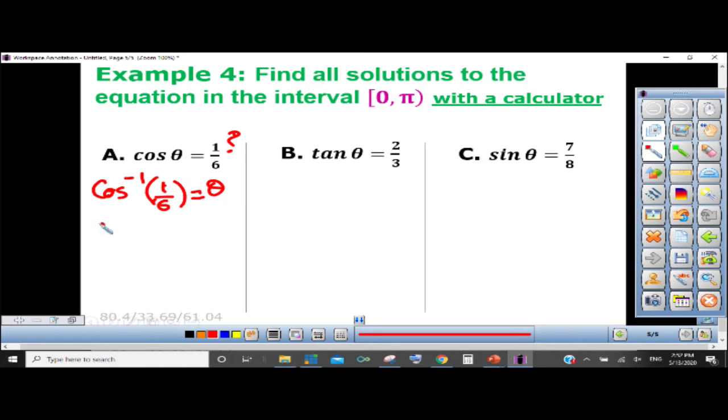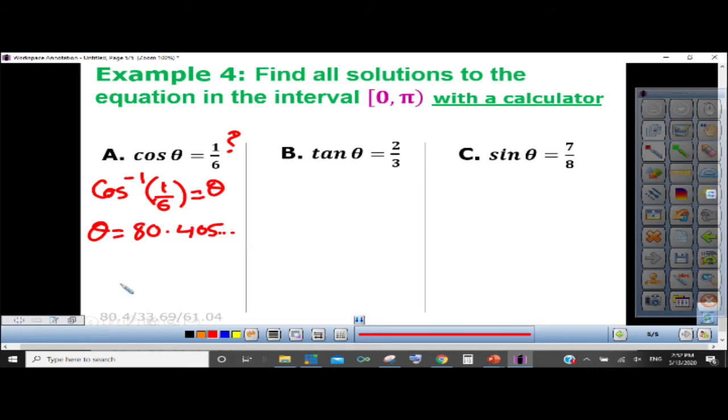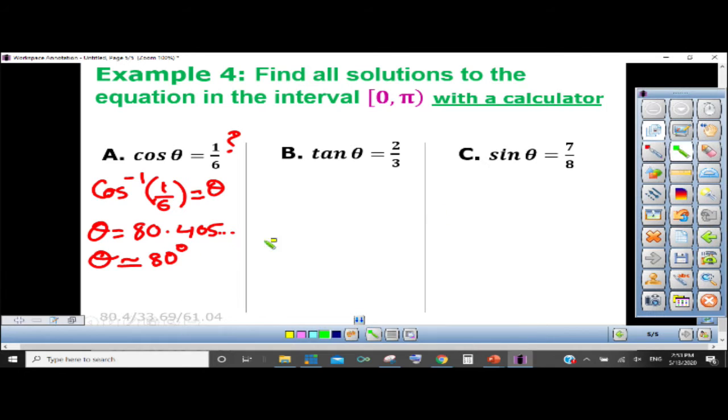theta equals 80.405 dot. Okay, I'm going to approximate that, and that's why we don't really use calculators unless we have to. About 80 degrees, because you're approximating things. That's the calculator answer for this one.